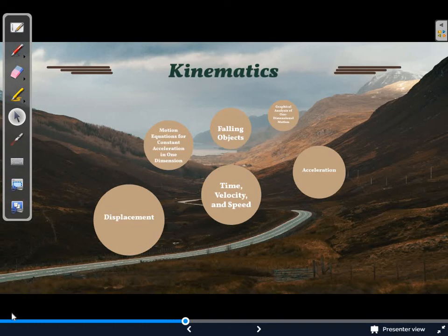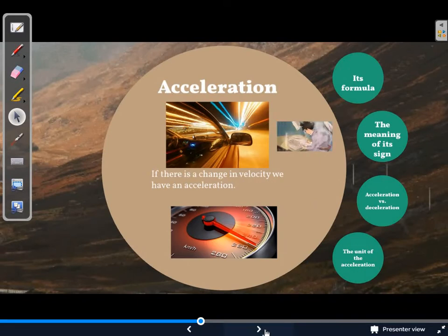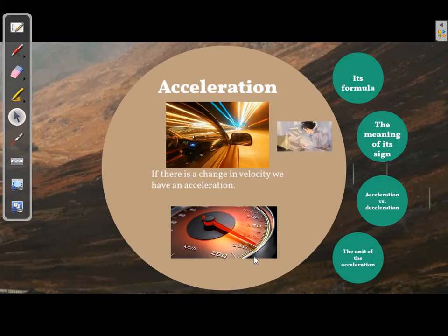Today we are going to go on with the topic of acceleration. So let's have a look at it. Well, if there is a change in velocity, we have an acceleration. Let me tell you something. Every car has this device that can tell you the speed of the car at that moment, but no car will give you the amount of the acceleration at that moment, because in order to know the acceleration you have to perform some calculations. So for that we need to know its formula.